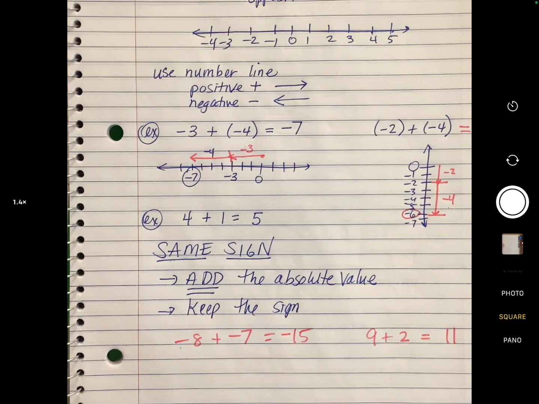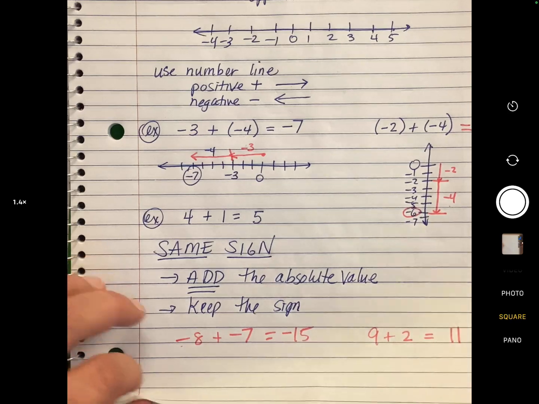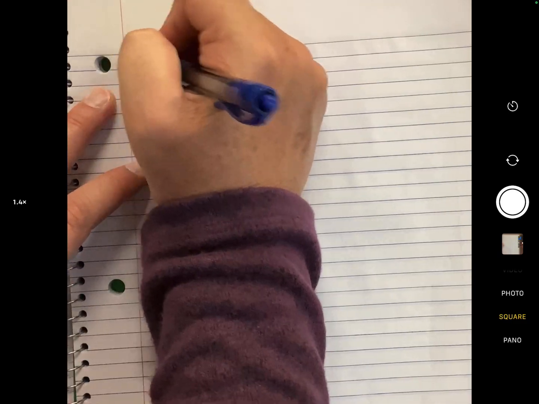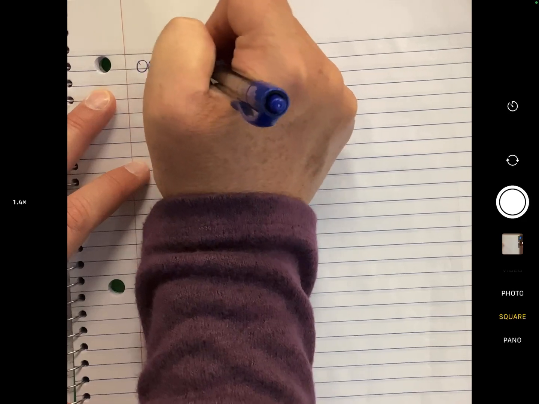All right, let's move on to what happens if they're not the same sign. What happens if they are opposite signs? So I ran out of room, so I'm turning the page. If you still have room, you can use your same page. Let's write down our next vocab word, which is opposites.